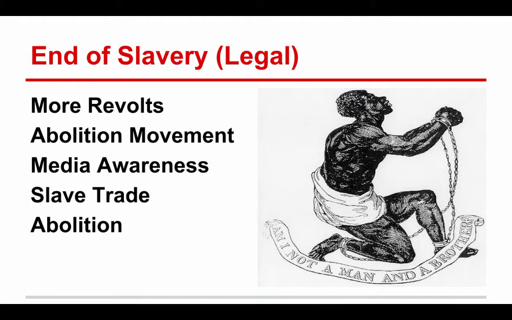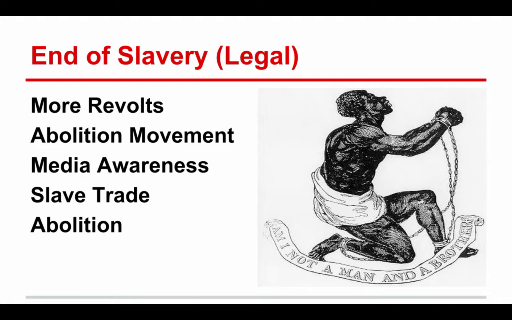You will get more and more revolts in the 18th and 19th centuries. Then you will get the development of the abolition movements, as well as, I have here, media awareness. You'll have books like you might have learned about in US 1, Uncle Tom's Cabin, and other things written by Sojourner Truth. We'll be talking about groups like that later on. The slave trade eventually gets banned.